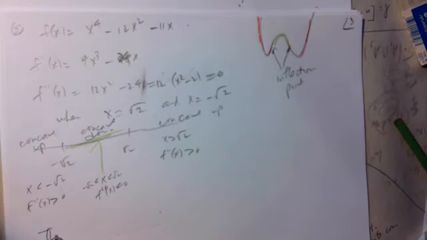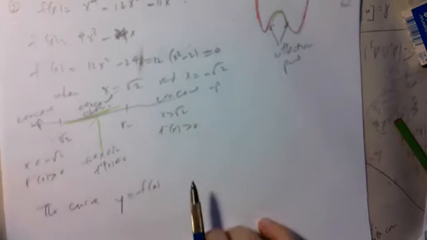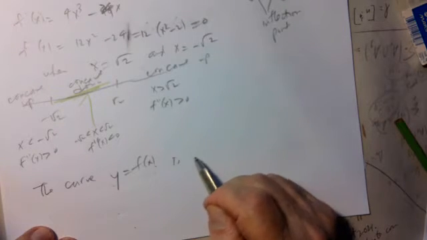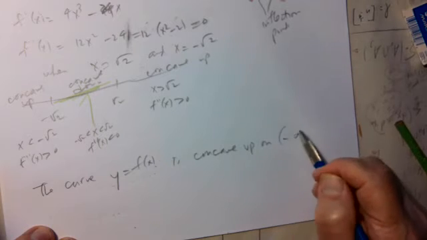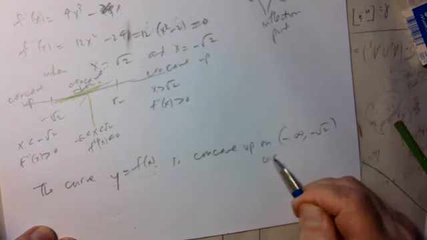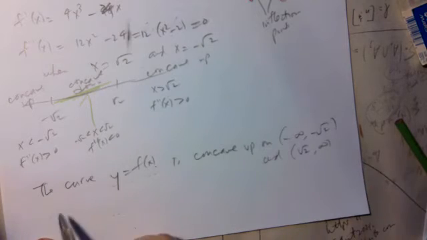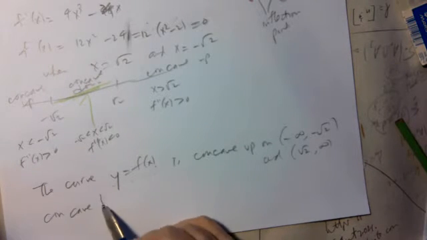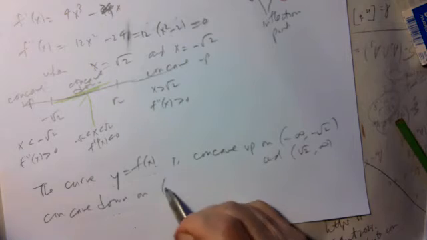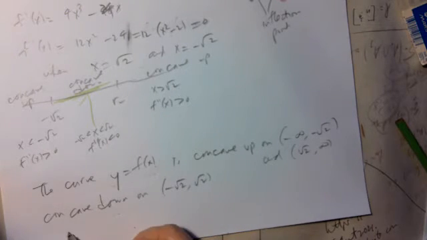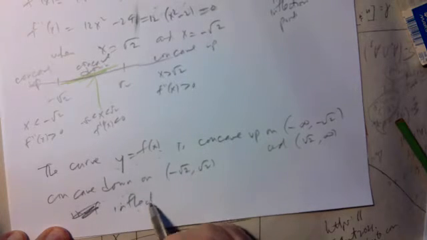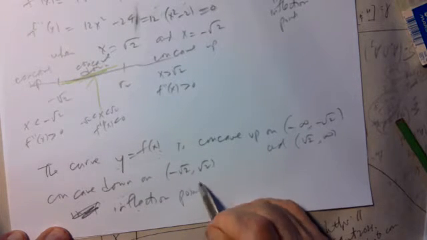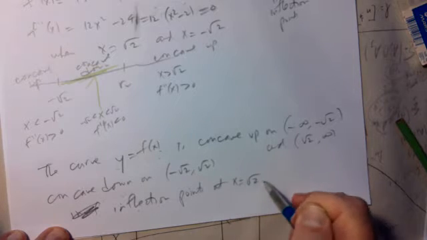So we have that the curve y equals f of x is concave up on the open intervals from minus infinity to minus root 2, and from root 2 to infinity. Concave down on the open interval from minus root 2 to plus root 2, with inflection points at x equal root 2 and minus root 2.